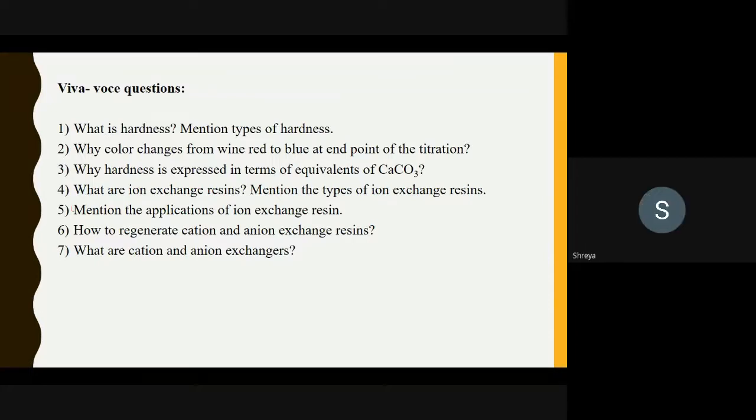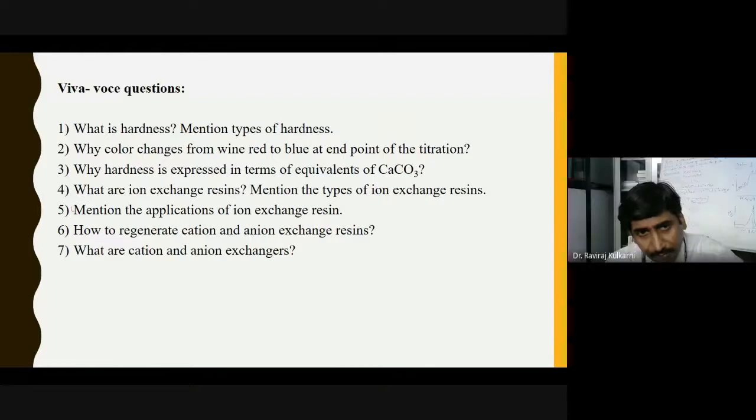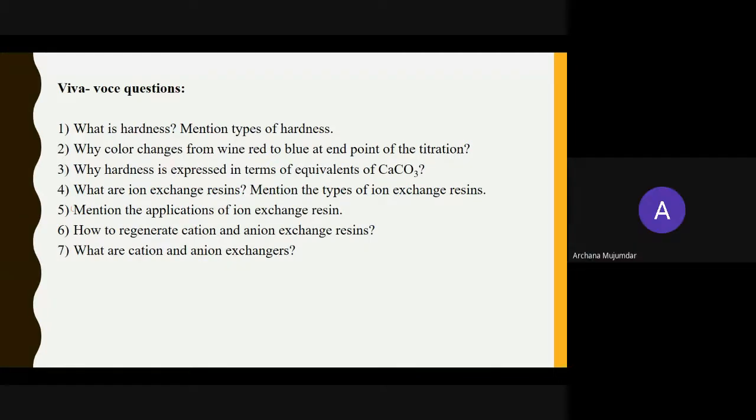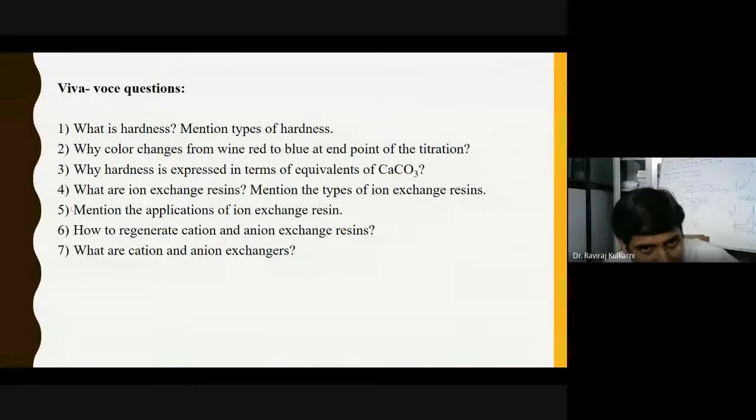Permanent and temporary hardness. Permanent hardness is because of chlorides and sulfates of calcium and magnesium. Temporary hardness is because of bicarbonates of calcium and magnesium.